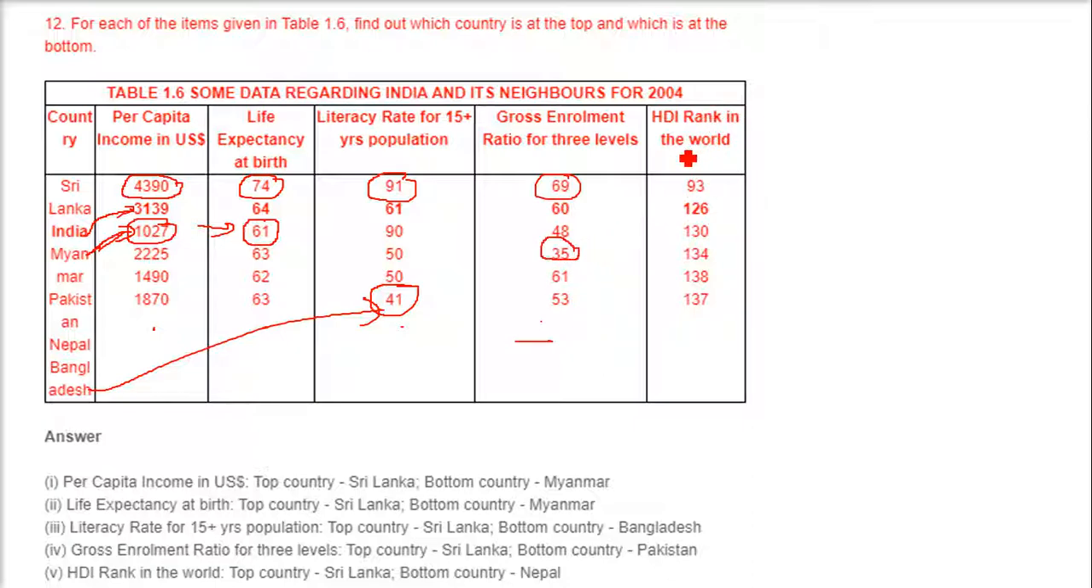HDI rank in the world, here we have to take the lowest as the highest. So Sri Lanka, this is Sri Lanka 93, which is the lowest, is the highest. And what is the highest? 138. This is Nepal. This is bottom country.